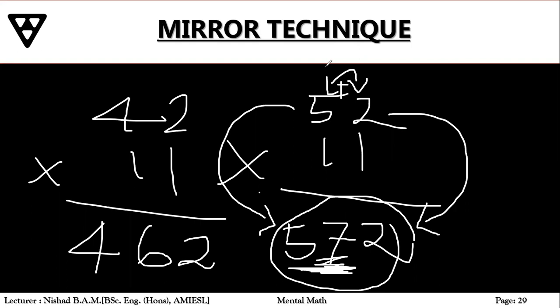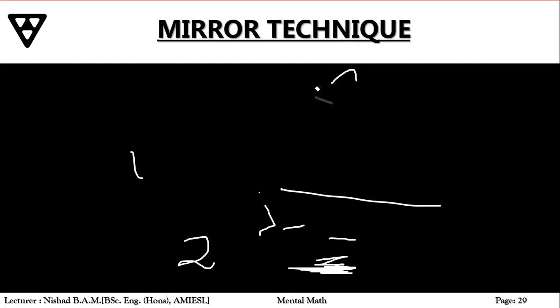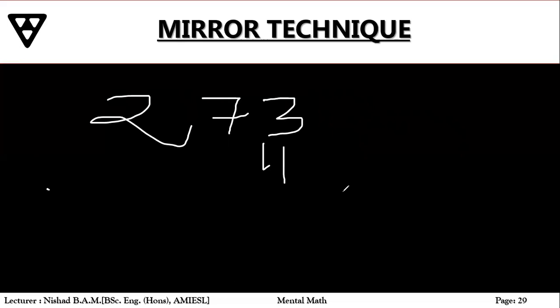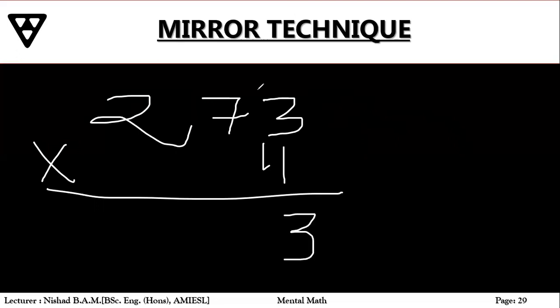That's the answer. So likewise, can you calculate how much it will be? 273 times 11. What's the answer? It will be 3. 3 will come as it is. And then after that we have to add these two numbers together. 7 plus 3 will be equal to 10. So we have to write 0 and 1 will be a remainder.